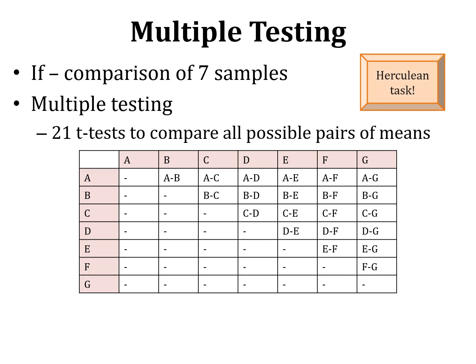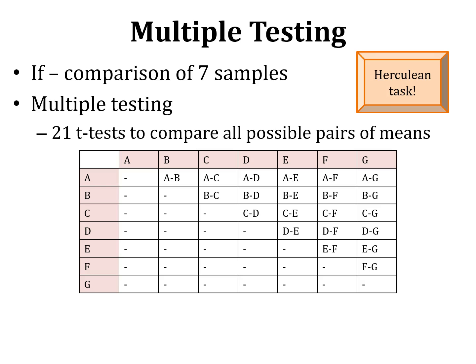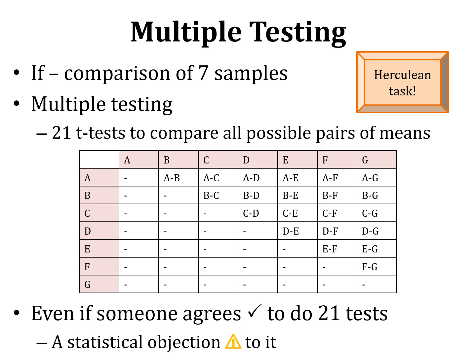So this seems to be quite a Herculean task. This is very laborious, because you have to perform 21 t-tests for a single experiment. But we always have some champions who are ready to do these kinds of huge tasks. Even if someone is a champion and agrees to do these 21 tests, statistics is stopping you. There is a statistical objection to this kind of multiple testing.